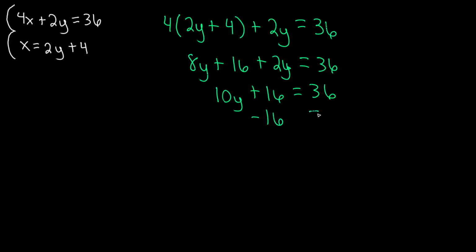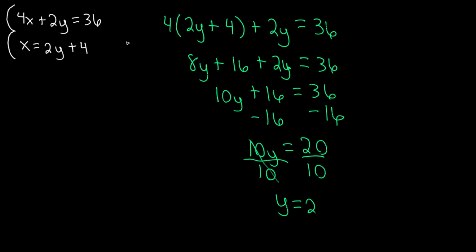Got our 10y alone. 10y equals 20. Get y alone by dividing out the 10. And we're left with y equals 2. So now we can just plug our y into our second equation here. X equals 2 times our new y, which is 2, plus 4. And x equals 2 times 2 is 4 plus 4, x equals 8.